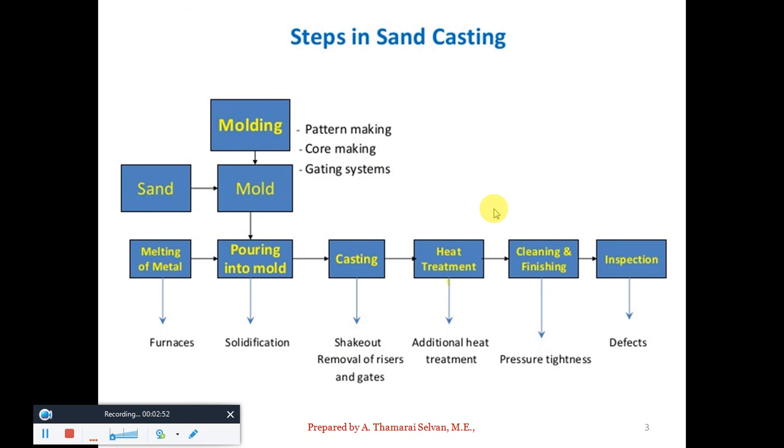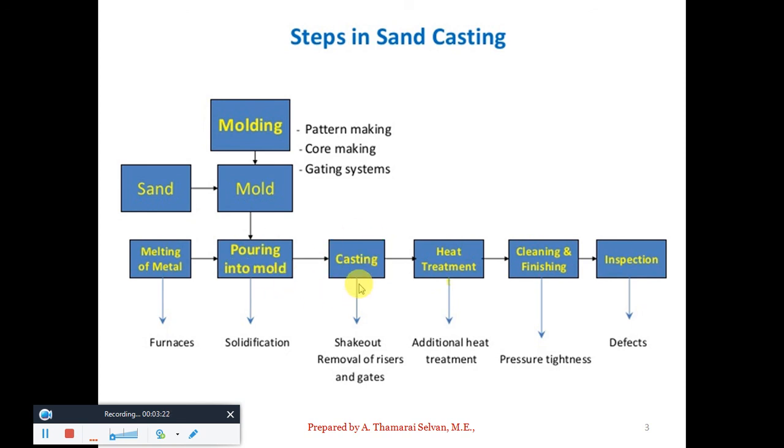So we use sand as a primary material, and we have to make a mold. That process of making the mold is called molding, and this molding involves pattern making, core making, and gating systems. The melting of metal is done in an electrical furnace or any other furnace we generally use commercially or industrially, and that molten metal is poured in the mold, and thus the casting process is done.